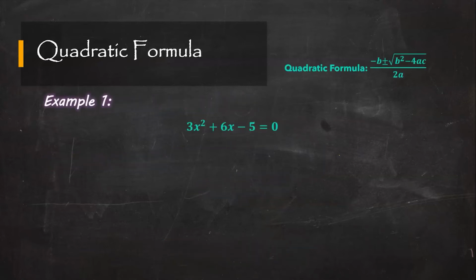Okay, so here's our first example. 3x squared plus 6x minus 5 equals 0. And this is also the last example from the previous video. We were trying to solve this problem by using factoring, but it turned out that it didn't work. So today we can try to solve it by using the quadratic formula. So our a is 3, b is 6, and c is negative 5.